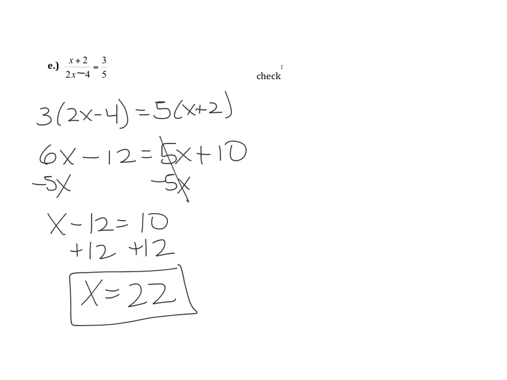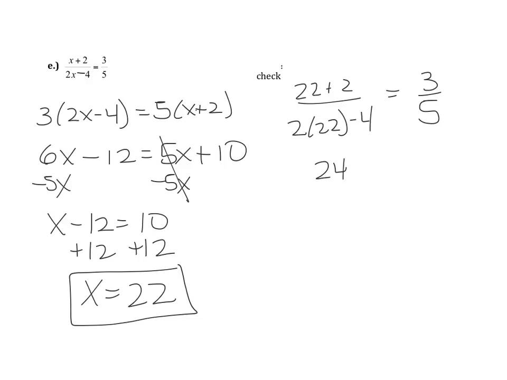I'll do the check with you just to see. So now we're putting 22 in for x. So what I'm going to have is 22 plus 2 over 2 times 22 minus 4. And we're hoping that that's going to give us 3/5. So let's look. The top, 22 plus 2, well, that's 24. The bottom, I have 2 times 22, which is 44, and 44 minus 4 is 40. So I have 24 40ths equals 3/5.